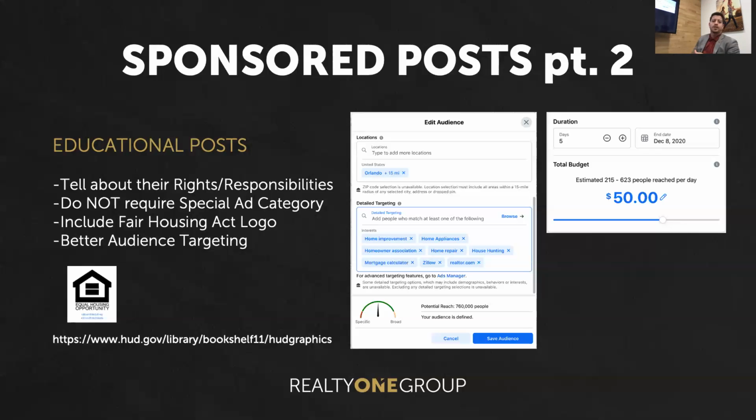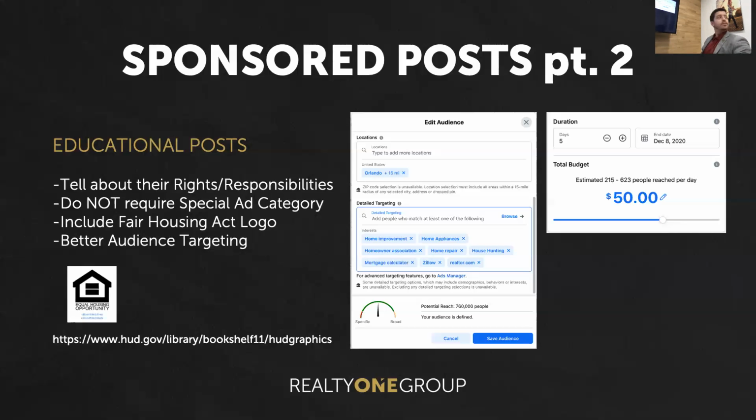The best way to do it is just to run one test. You can always save your audience and test different audiences with the same post and see which one does better. And with Facebook, they make it really easy to basically see how much you're spending and how much reach they expect your post to get with the amount that you're spending.